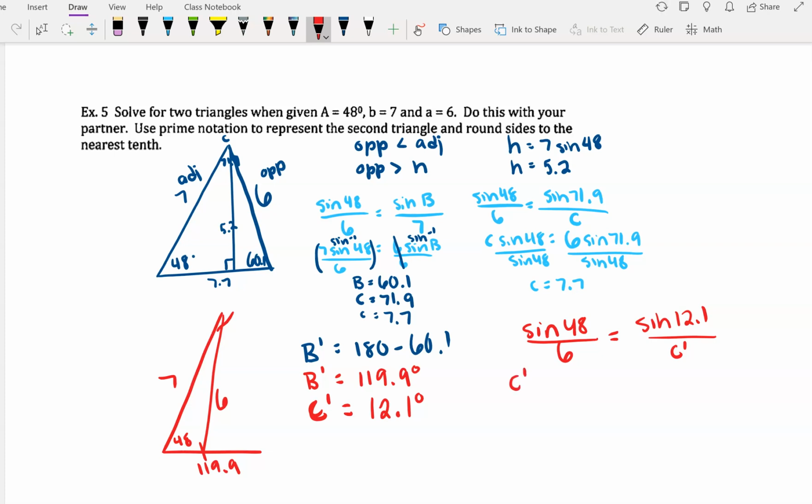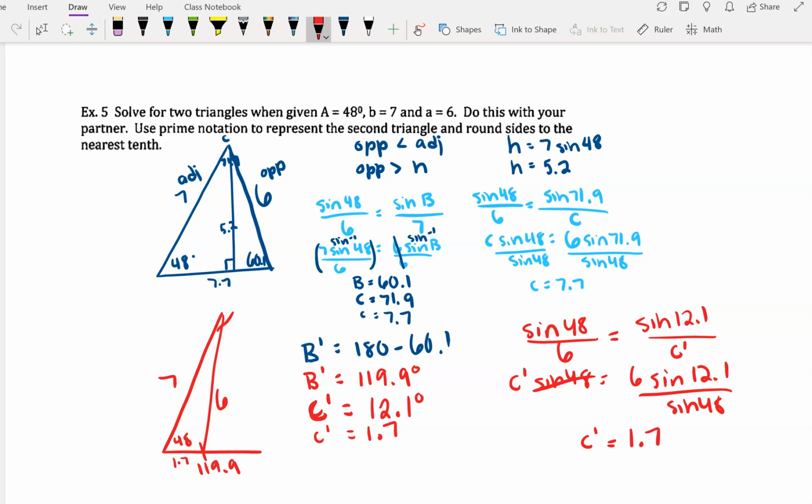Cross multiply, we get little c prime sine 48 equals 6 sine 12.1. Divide both sides by sine 48. So type into your calculator 6 sine 12.1, divide that by sine 48, and we end up getting little c prime is tiny, tiny. It's just 1.7-ish. So that's that right there.